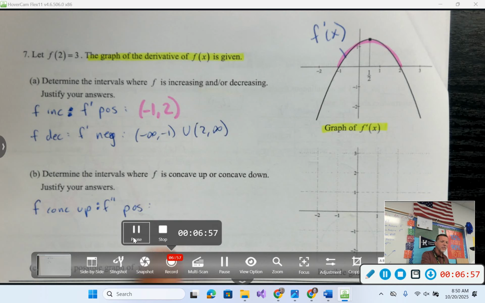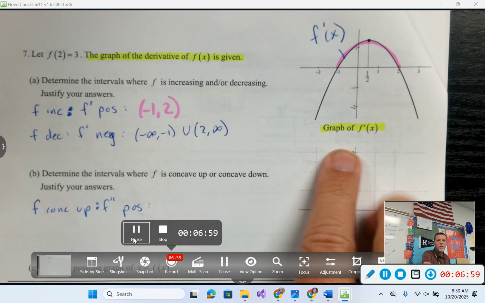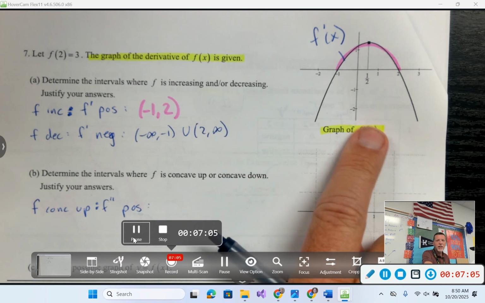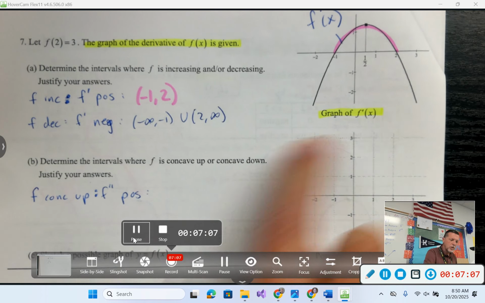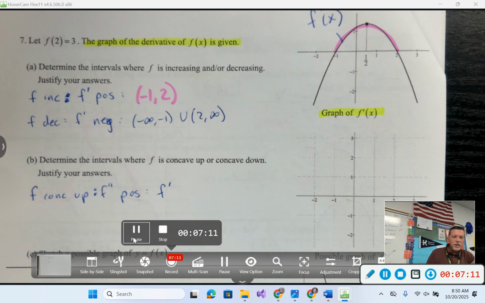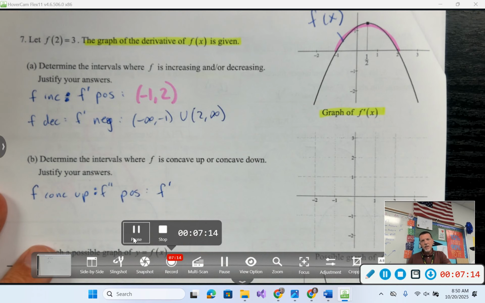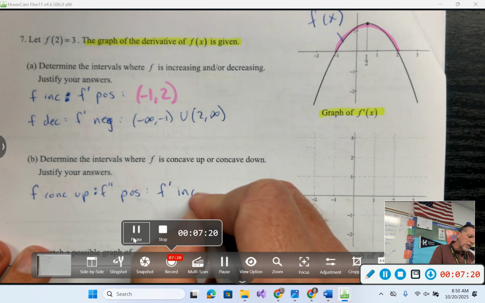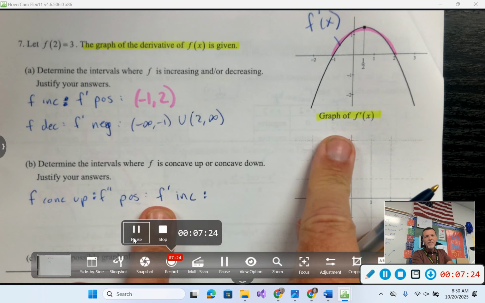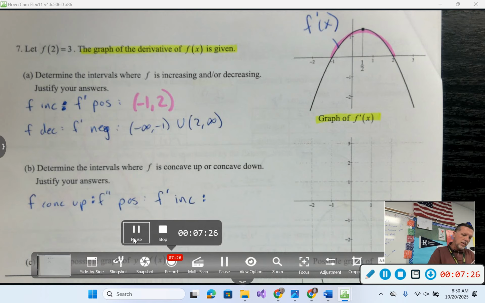It's not enough to justify from this picture because I don't have a graph of f double prime. So it's true and it's helpful. It's just not helpful enough yet. So if f double prime is positive, what does that mean about f prime? It's increasing. So I want to know where f prime is increasing. Now that's more helpful because I have a graph of f prime.